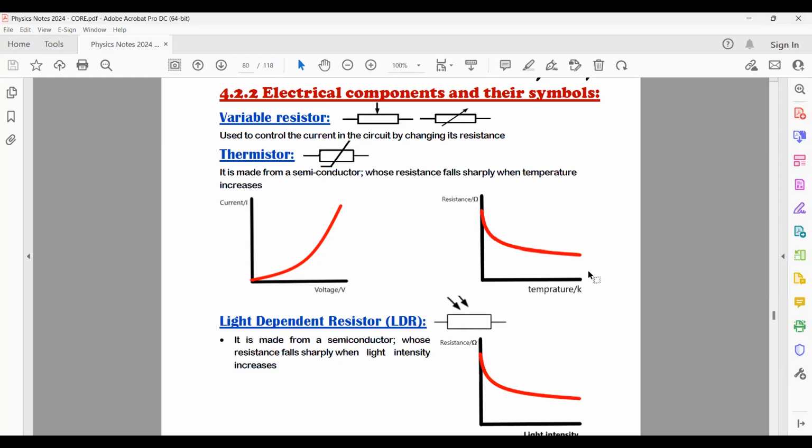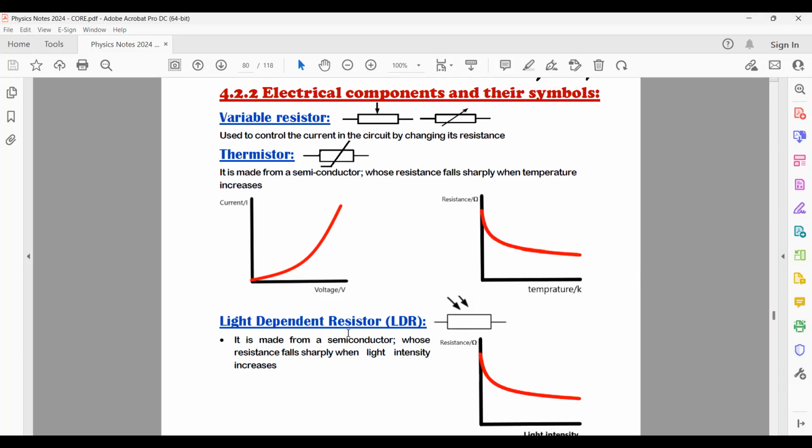Let's guess why. When temperature increases, particles gain kinetic energy, so they move faster. This means there is higher current. What causes the current to be high? The resistance has decreased. So when the temperature of a thermistor increases, the resistance of the thermistor decreases. When the temperature of the thermistor decreases, the resistance increases.